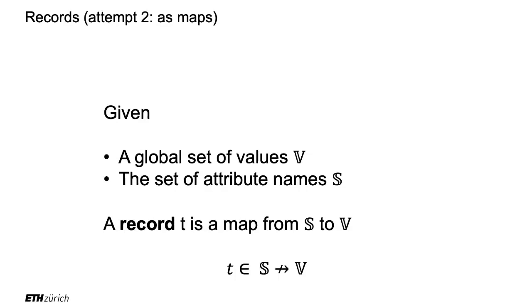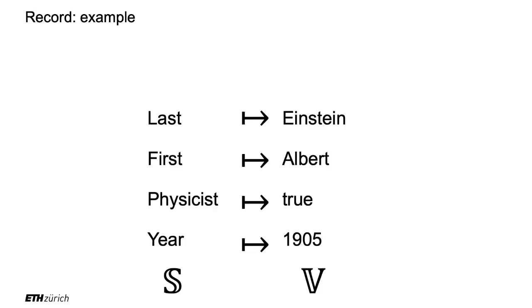Remember, a map is a partial function. A partial function means we associate some strings, but not necessarily all of them, to values, right? So a record associates some strings, some attributes, to values, with V being the set of all the values I accept. For whom is that clear? That's just a record. It's a row on my table.